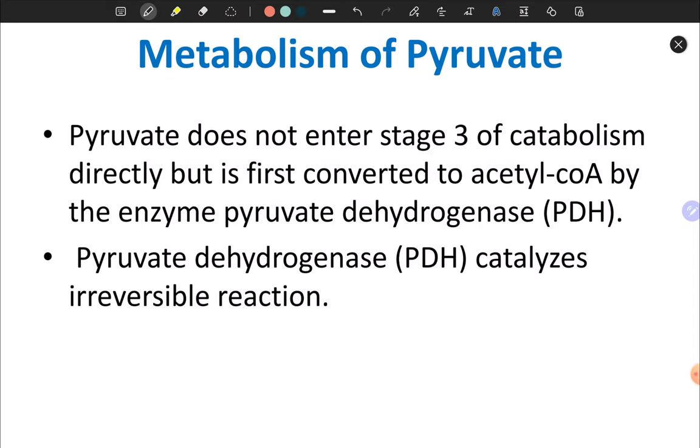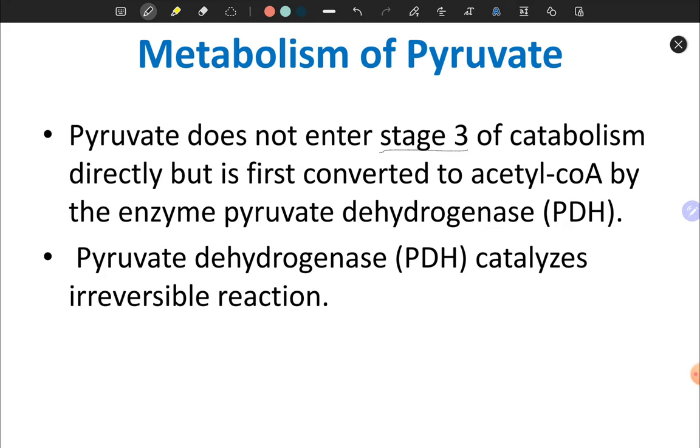Once the pyruvate enters the mitochondria, the first enzyme it meets is called PDH, or pyruvate dehydrogenase. It's actually a complex enzyme composed of several other enzymes, with three or four names, but we remember it as PDH, the pyruvate dehydrogenase enzyme. It will convert the pyruvate to a two-carbon molecule called acetyl CoA. PDH catalyzes an irreversible reaction. This step cannot be reversed.